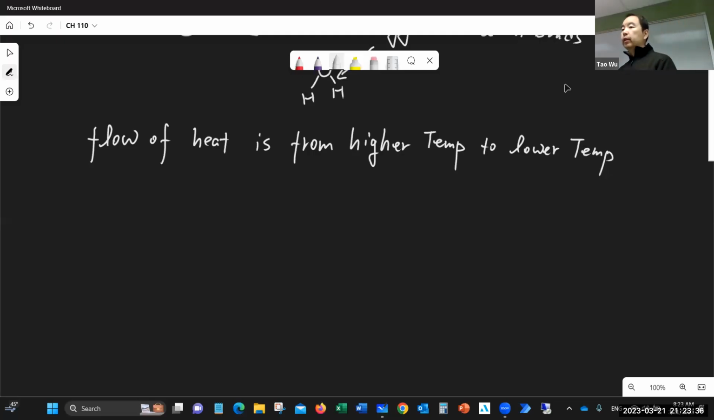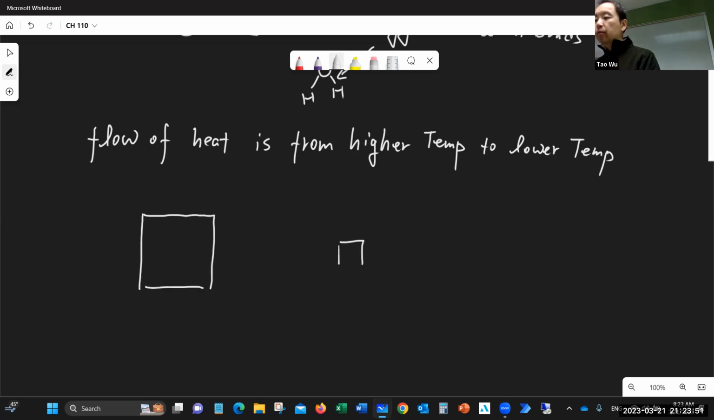The flow of heat is from higher temperature to lower temperature. So what does that mean? If you have two different objects, a small object and a big object, this object has a temperature of 25 Celsius, but this object has 100 Celsius. If those two objects merge together, what happens?